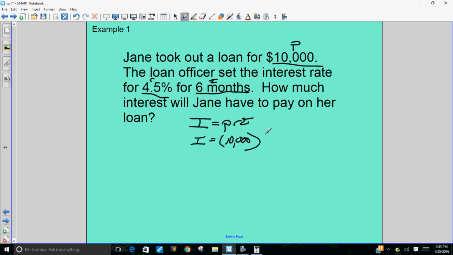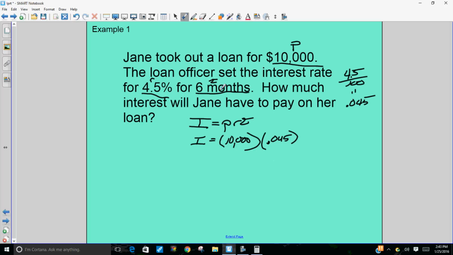The interest rate. Now remember, we can't multiply by 4.5%. We got to change that to a decimal. Can't remember how to change 4.5% to a decimal, just divide by 100. Some people like to move the decimal 2 times. I don't care which way you do it, so long as you know that 4.5% written as a decimal is 0.045. Okay, so this is 0.045.